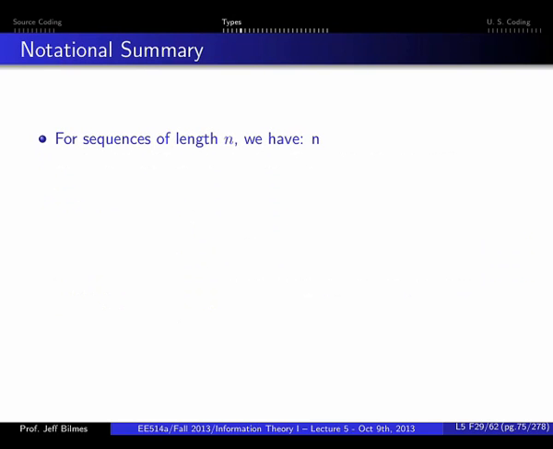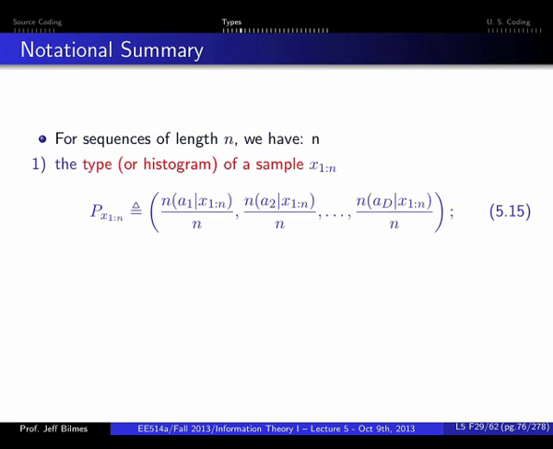Okay, so here's a summary. We're going to see a lot of these notational summaries because this is sometimes a little confusing at first. So given a sequence of length n, we have, number one, the type of the sequence, which is written this way. It's the histogram. Number two, we have the set of all possible types for sequences of length n. These are all of the possible histograms that could possibly arise from a sequence of length n. Of course, all of the types within this class are going to have rational values, right? Because they're all based on a numerator, which is a count, and a denominator, which is n.